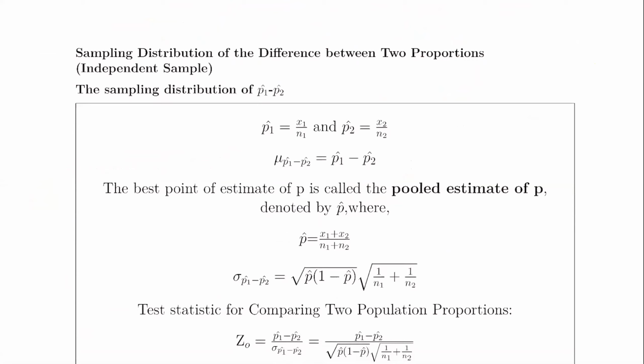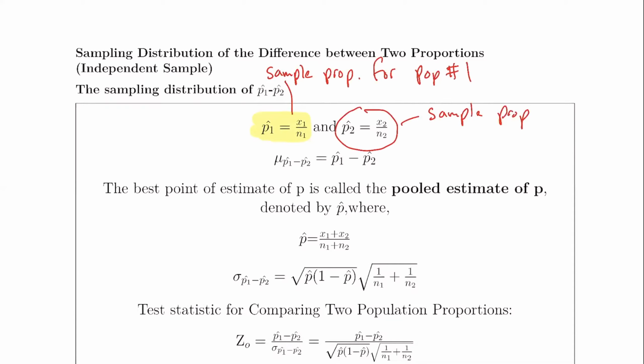All right, so let's get to the formula, the fun part. Since you have two different populations, you're essentially going to have two formulas, one for each population. So if you look right here, you have p hat of 1, that's your sample proportion for population 1. Then you have p hat of 2, which is your sample proportion for population number 2.